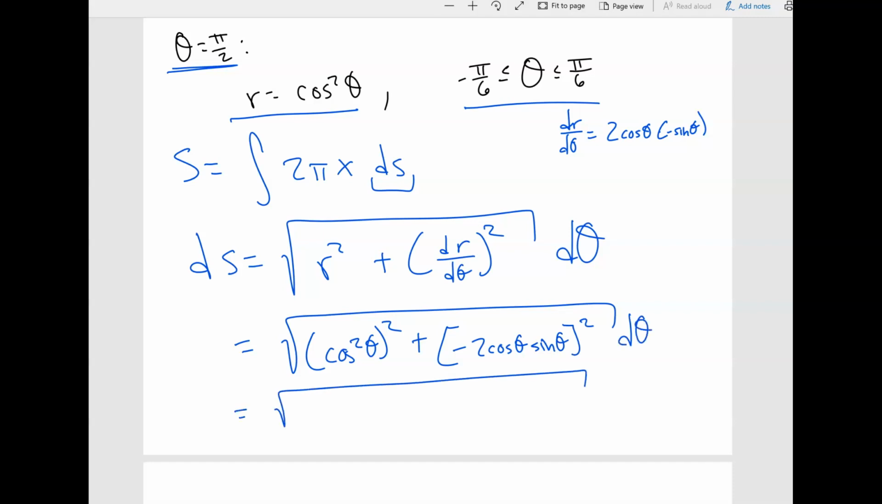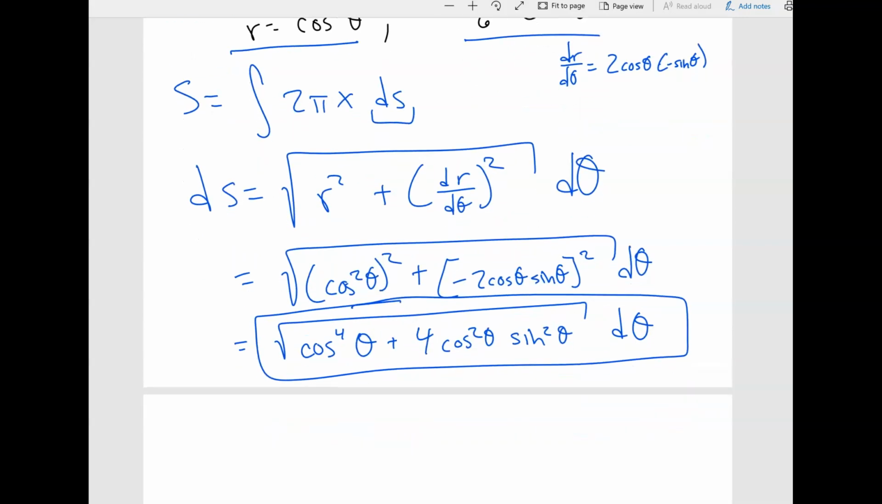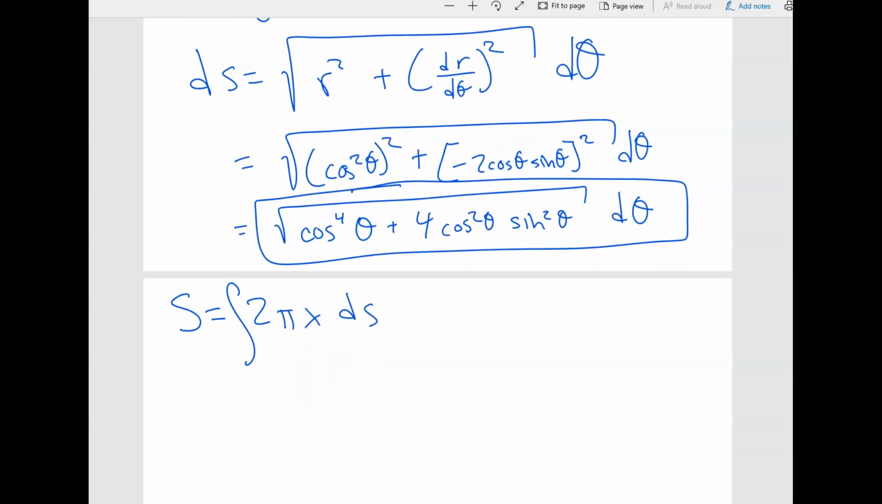So you're going to be left with cosine to the 4th power of theta plus 4 cosine squared theta sine squared theta, d theta. Okay, let's just leave that like that. And now what we want to do is plug it into our surface area formula. So we know that the surface area is going to be 2 pi x integral ds. Now all we have to do is plug in the theta values.